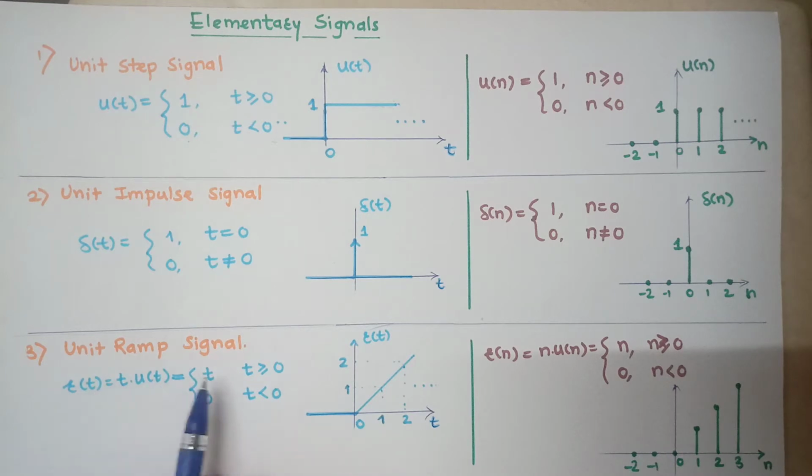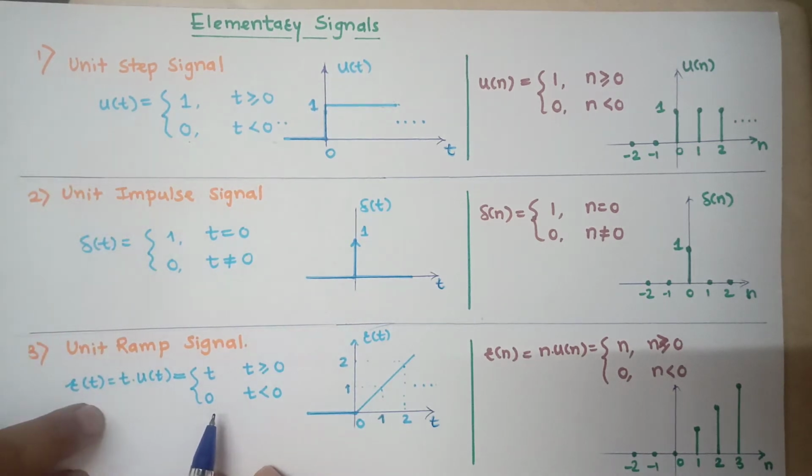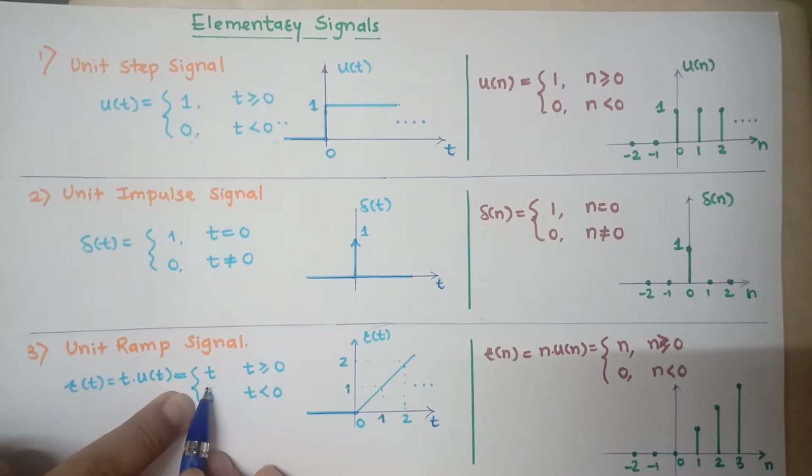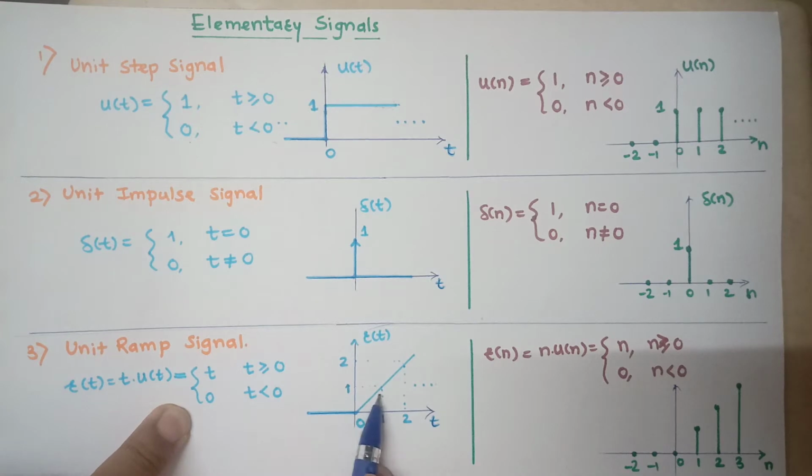Next is the unit ramp signal. It's a ramp. The signal suddenly increases from 0. So r of t is equal to t into u of t. You can see this definition is similar to u of t, but instead of 1 we have t when t is greater than 0. So its value is 1 at t equal to 1, its value is 2 at t equal to 2, and so on.